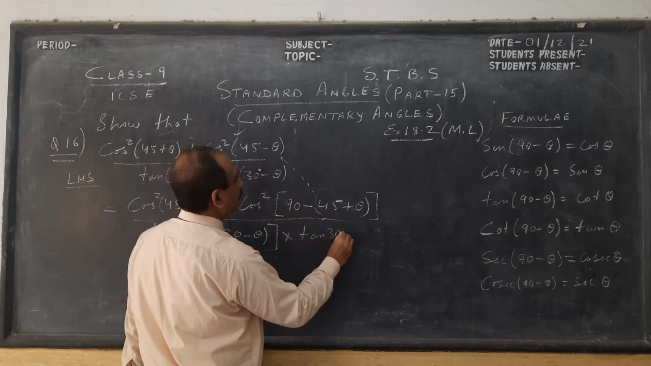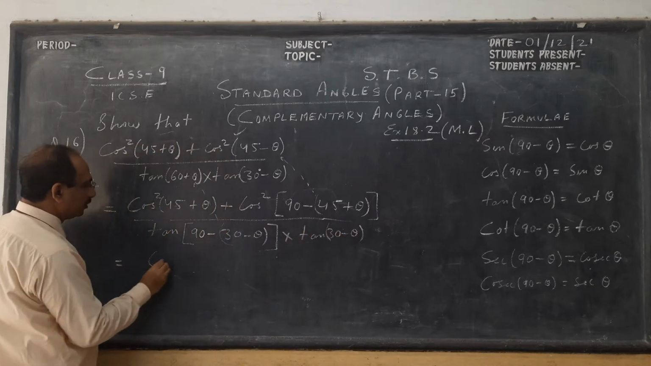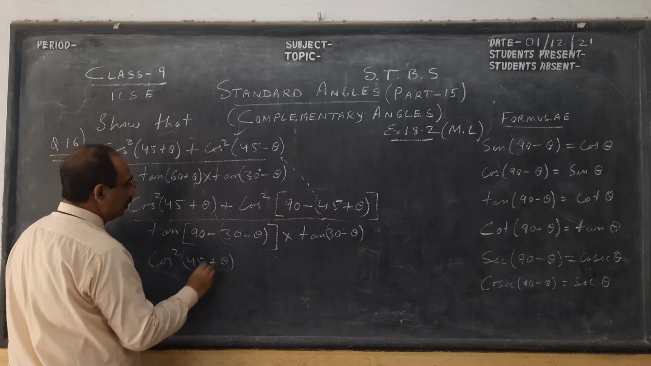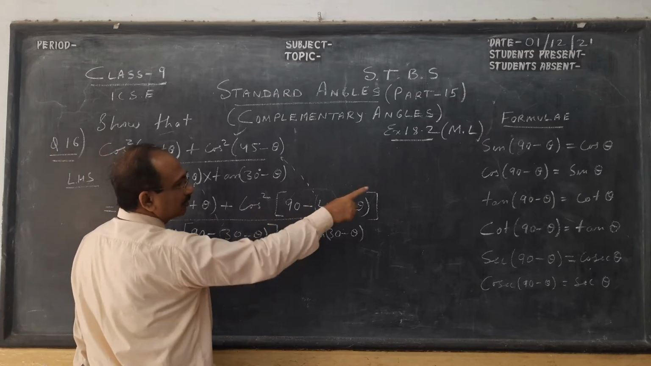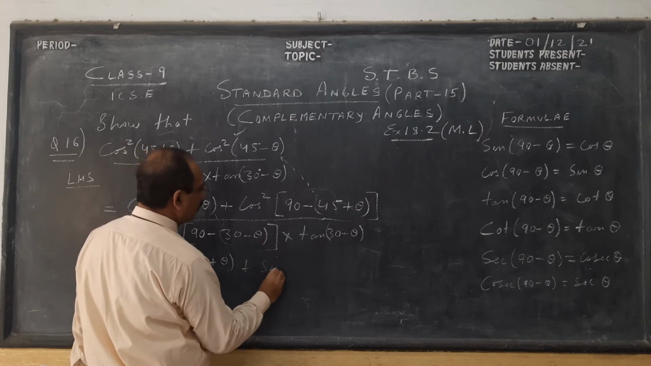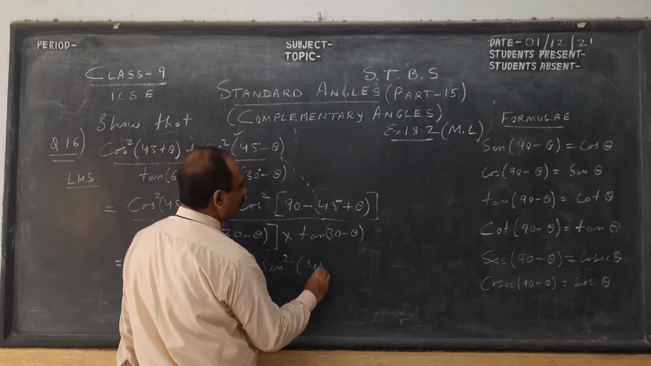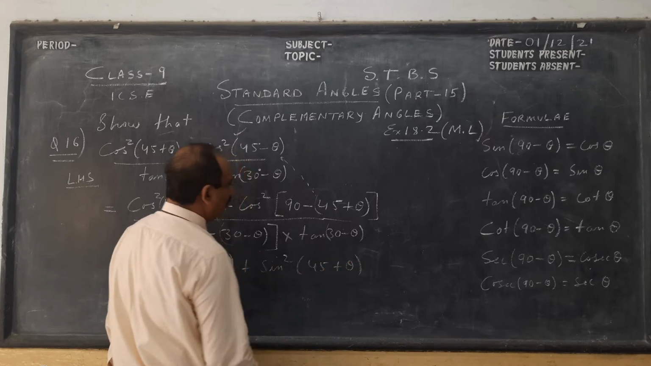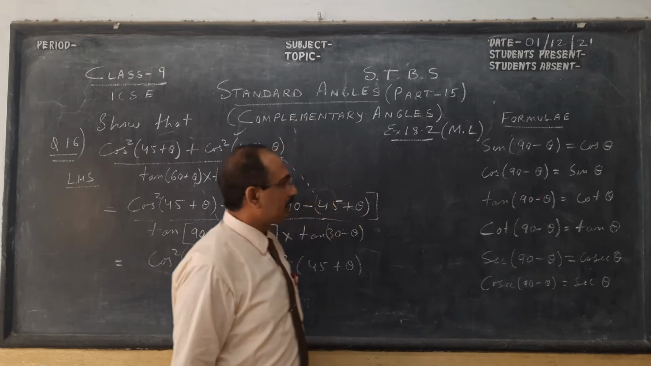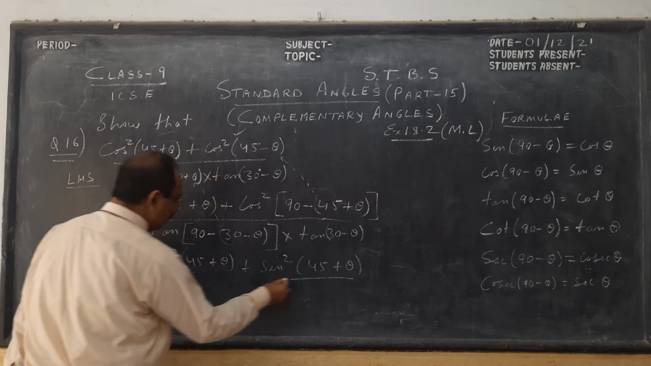Tan 30 minus theta. See, my next step will be very important. This is cos square 45 plus theta. This will become cos 90 minus theta is sine theta. So here it will become sine square theta. So when square is there, square comes, 45 plus theta. So cos square 90 minus theta: cos 90 minus theta is sine theta. So cos square 90 minus theta is sine square theta.